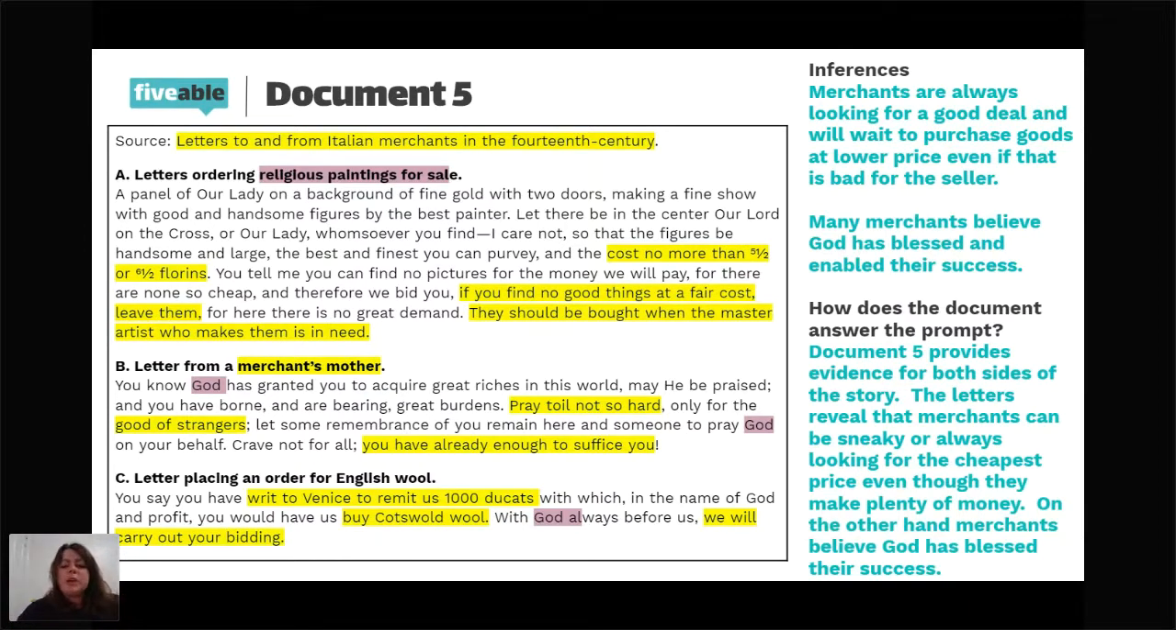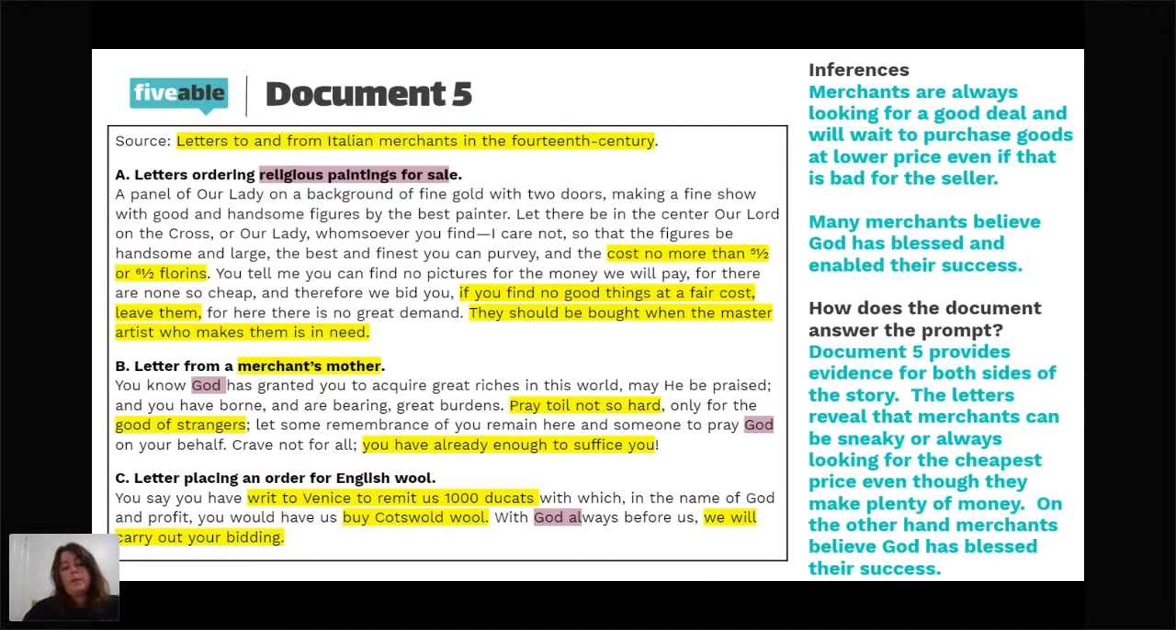Okay, so maybe I add some of this in, and then how does the document answer the prompt? Does this one look favorably upon merchants or not? I think it's another one of those skeptical ones. Document 5 provides evidence for both sides of the story. That's what I was really feeling here. The letters reveal that merchants can be sneaky or always looking for the cheapest price, even though they make plenty of money. On the other hand, merchants believe God has blessed their success.